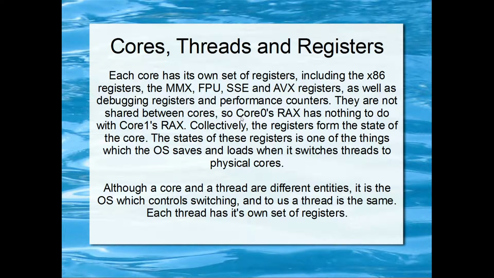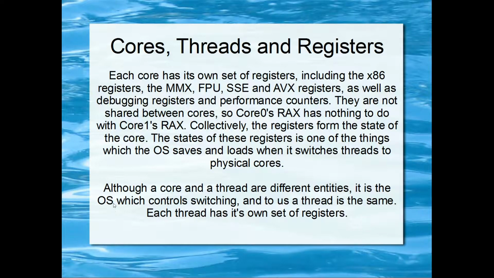The cores don't share their registers. So core 0's RAX has nothing to do with core 1's RAX, and collectively the registers really form the state of the core. That's one of the things that the operating system saves as it switches the threads on and off the physical cores. It saves the state of the thread's registers, so that later on, when it gives that thread another time slice on the core of the CPU, we can remember what we were doing with our thread.